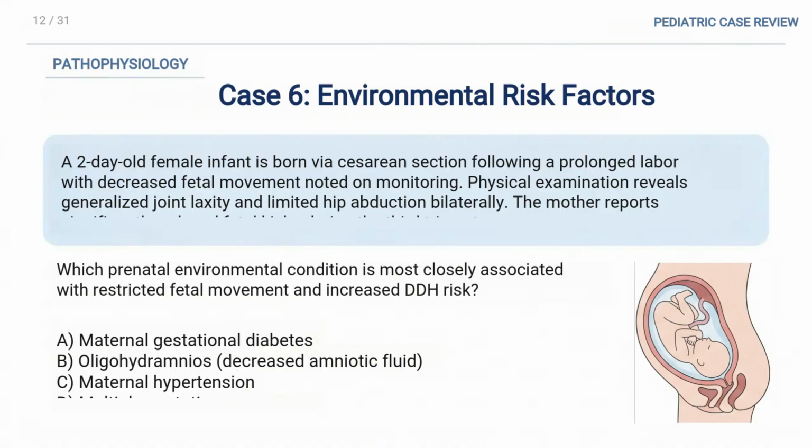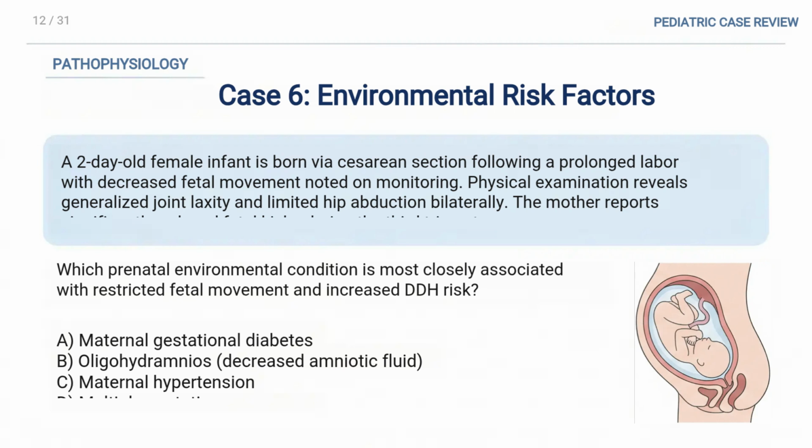Case 6, covering environmental risk factors and pathophysiology. A 2-day-old female infant is born via cesarean section following prolonged labor with decreased fetal movement noted on monitoring. Physical examination reveals generalized joint laxity and limited hip abduction bilaterally. The mother reports significantly reduced fetal kicks during the 3rd trimester. Which prenatal environmental condition is most closely associated with restricted fetal movement and increased risk of developmental dysplasia of the hip?